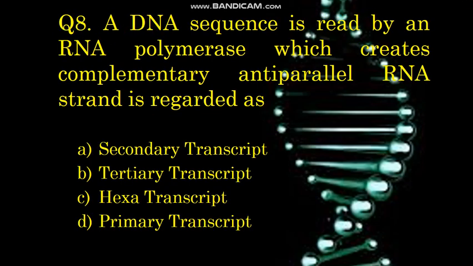Question number 8. A DNA sequence is read by an RNA polymerase which creates a complementary antiparallel RNA strand, recorded as: option A, secondary transcript. Option B, tertiary transcript. Option C, hexa transcript. Option D, primary transcript. Answer is primary transcript.